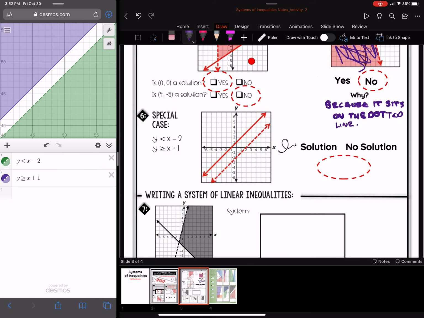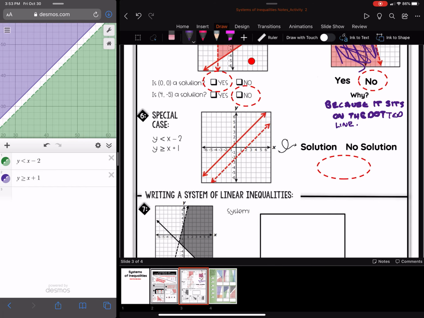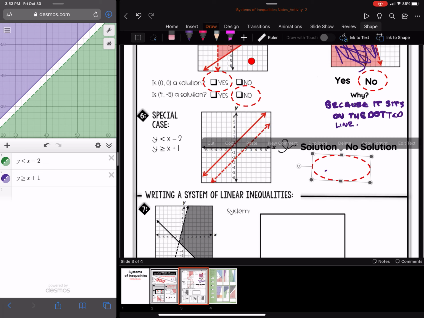Okay, so my question to you, for it to be a solution, I have to have double shading. It has to overlap. Will these lines ever overlap? The answer is no. So for this system together, there will never be a solution. Ever. They will never overlap. Remember, for systems, we need them to overlap. And so the answer would be no solution. There will never be a solution to this problem because they don't overlap. They have two different sides. So we would say no solution.